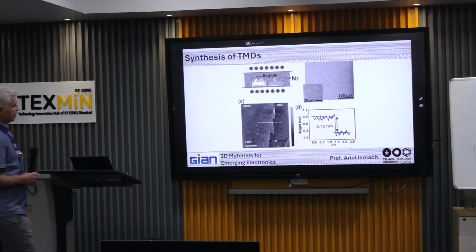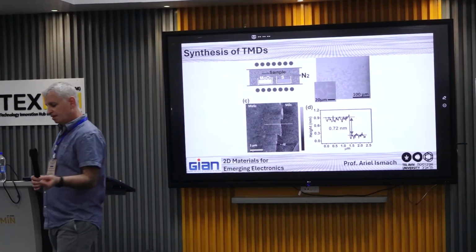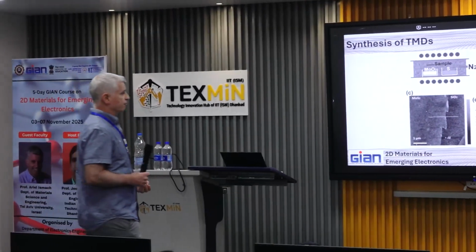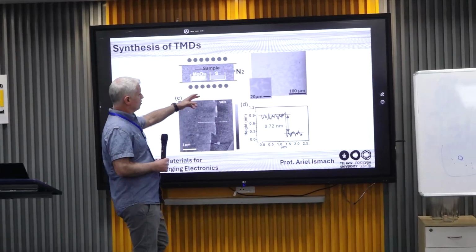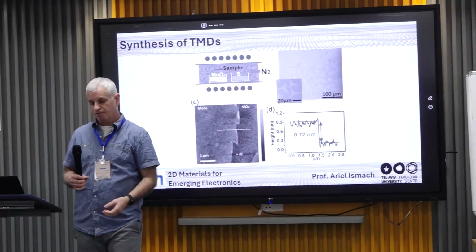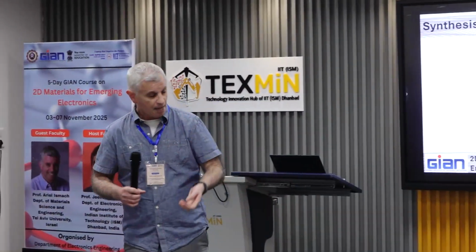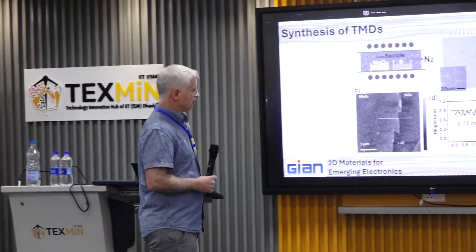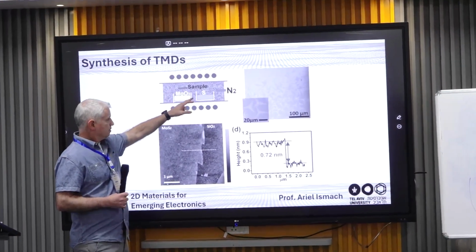What they did is, as I told you before, in CVD, you need to choose the precursor. So what they took as precursors is for the metal oxide, MoO3, and for the chalcogen, elemental sulfur. They just put it in the reactor, heat it up, and they got some results. Now, what's the problem with these precursors? In particular, with this precursor.